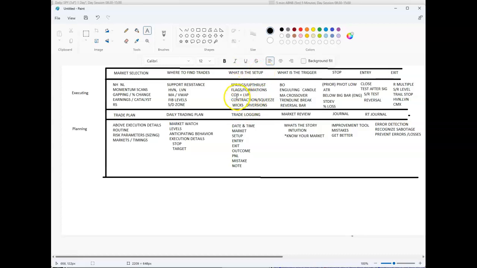Is it a spring or upthrust? Is it a flag? Is it some bullish bearish formation? Some will start taking a look at their indicator and start seeing their momentum divergences there, or they'll look for various contractions and squeezes and lots of things. Basically, they're looking for a setup. So you have to answer this question. After this, the question is, what is the trigger? All right, so what is the trigger for you to get in?